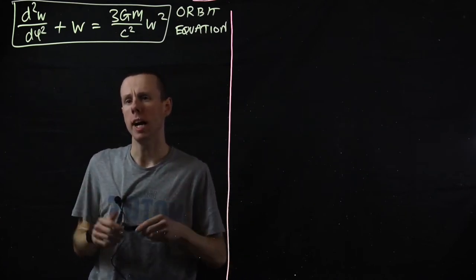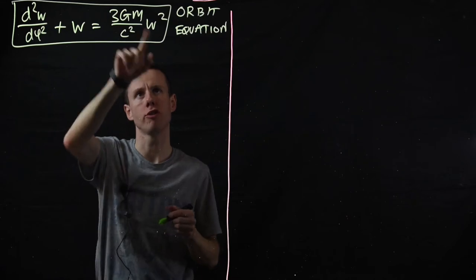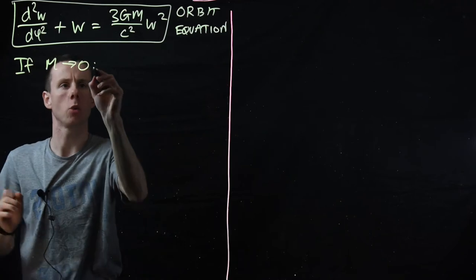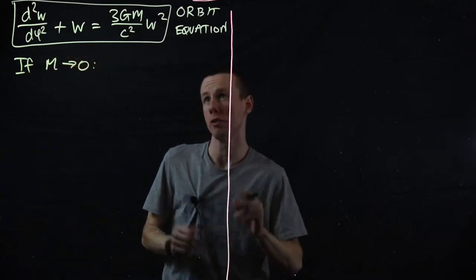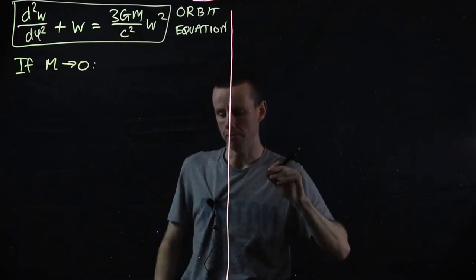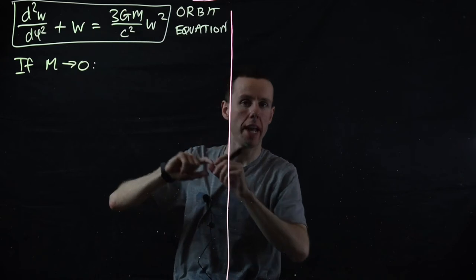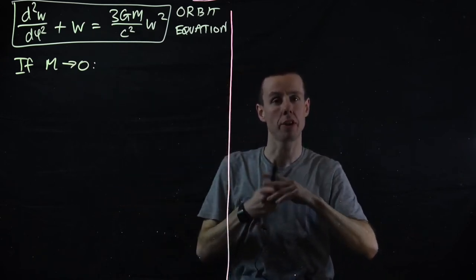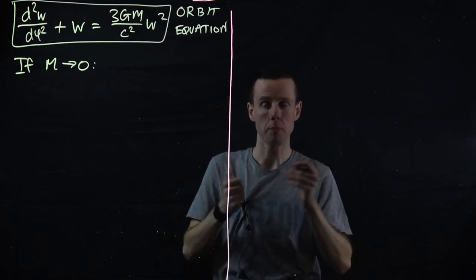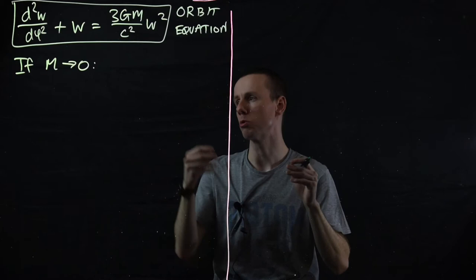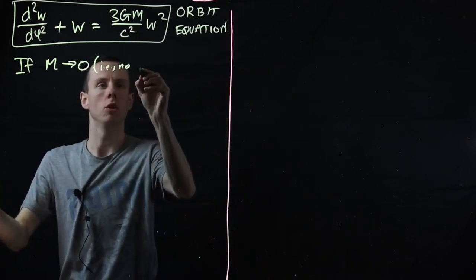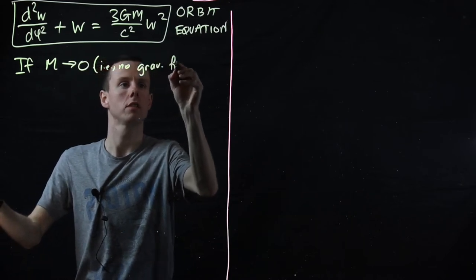In fact, to do that, what we can do first of all is solve it for the case where capital M goes to 0. Now why would we want to do that? Because, first of all, this term on the right-hand side will disappear, which simplifies things. But this particular case, for M equals 0, corresponds to where the gravitating mass, the mass that's generating the gravitational field, like the sun, disappears. So we're switching off the gravitational field, i.e. no gravitational field.